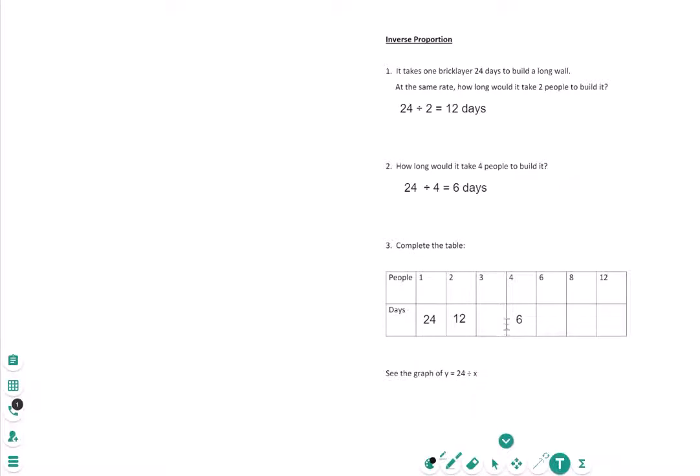And when x equals 3, 24 divided by 3 equals 8. 24 divided by 6 equals 4. 24 divided by 8 equals 3. And with 12 people we have 2. And from this table I can see as the number of people increases, the number of days gets less. And that's what we would expect. Many hands make light work.